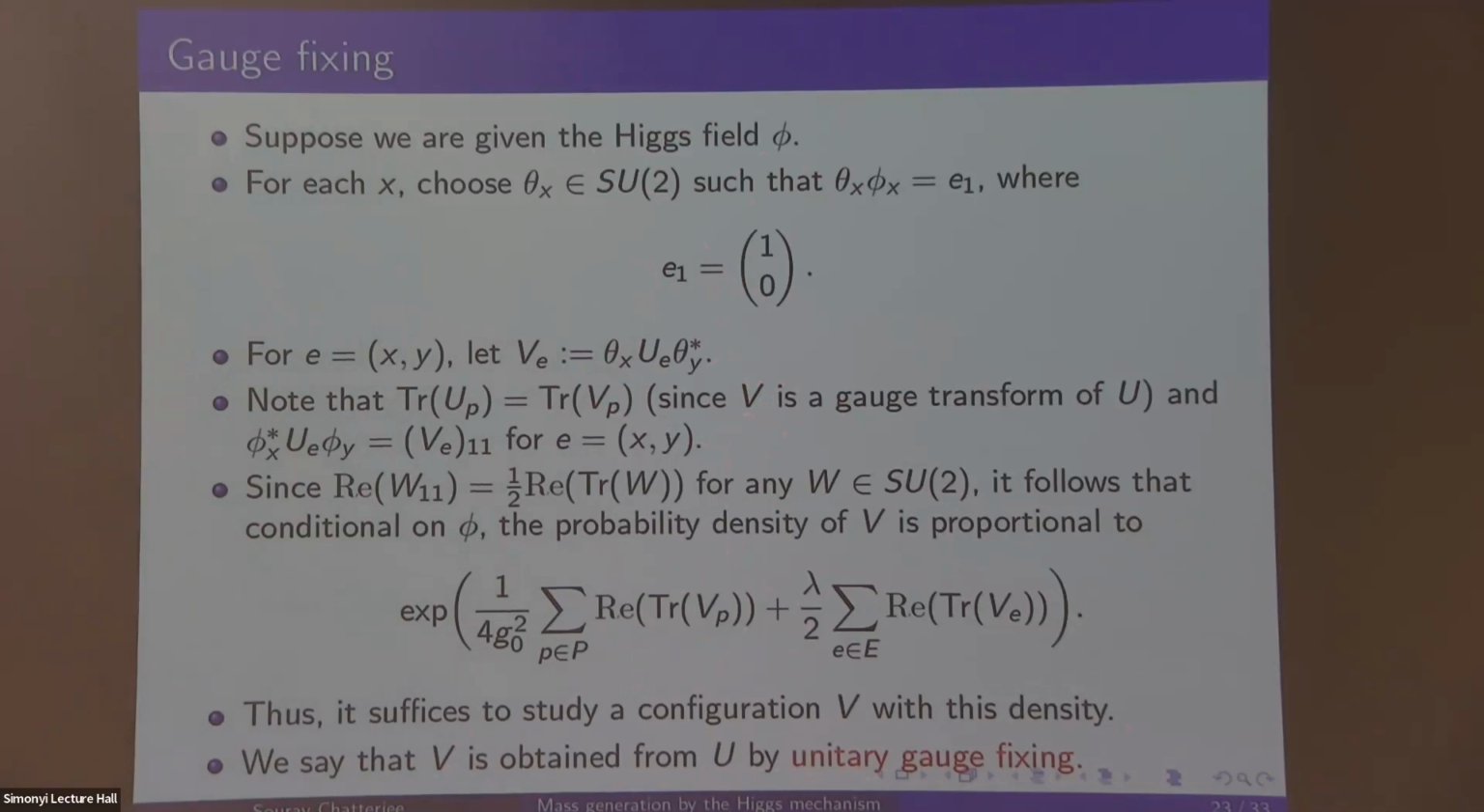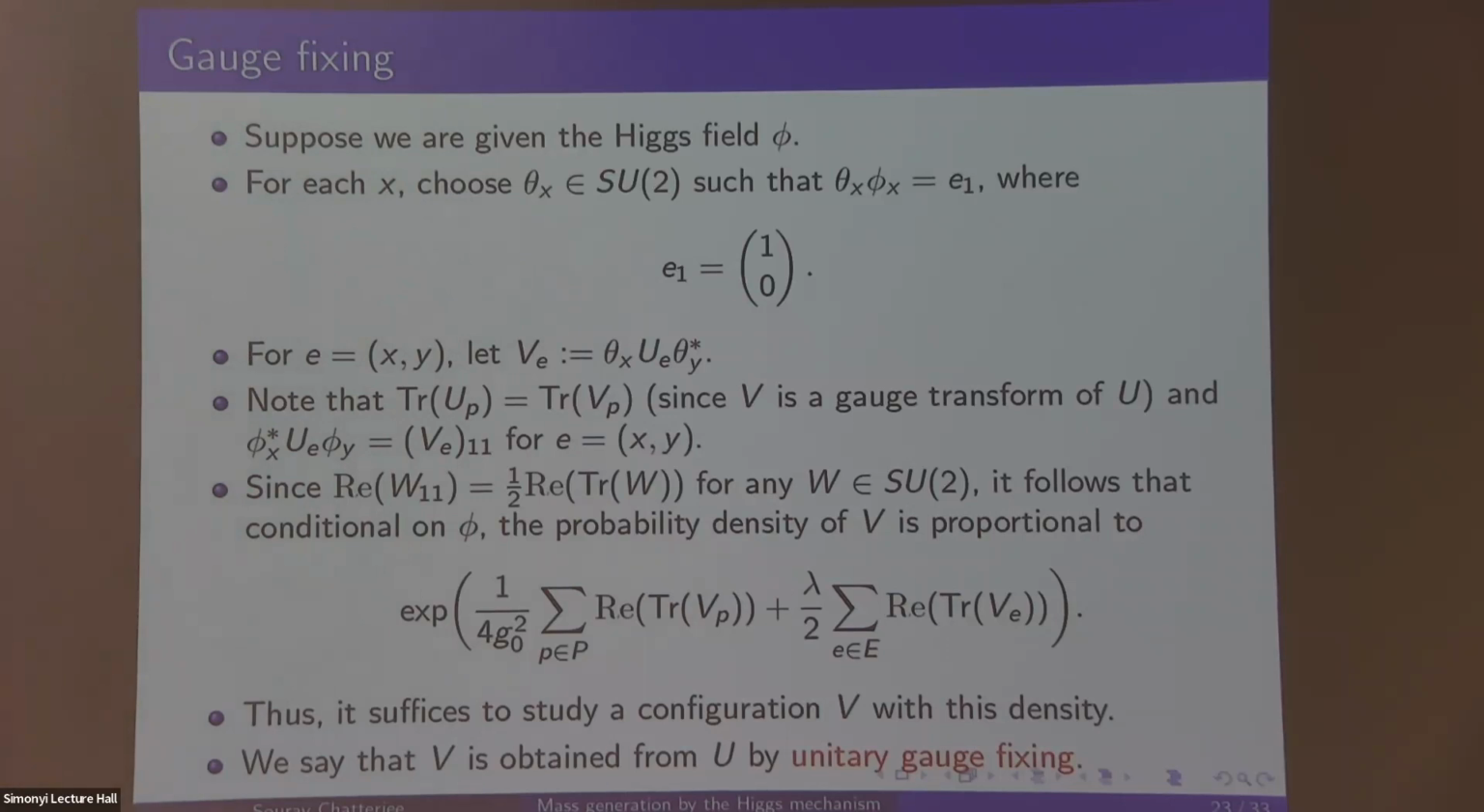We obtain V from U by unitary gauge fixing. So what you do is you take your original configuration, look at phi, apply a gauge transform depending on phi, and you obtain a new configuration, the gauge field V, and the gauge field V will have no dependence on phi at all. So this will be independent of phi, and that's called unitary gauge fixing.